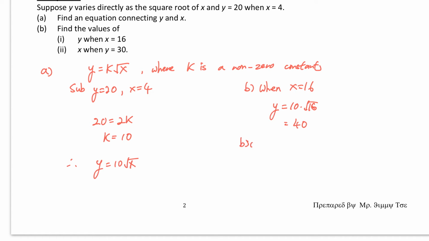B2. When y is equal to 30, what is the value of x? 30 is equal to 10 times root x. Divide 10 on both sides. Square root of x is equal to 3. Take square on both sides, and then x is equal to 9. So you can turn to page 3 to do the exercise 1.